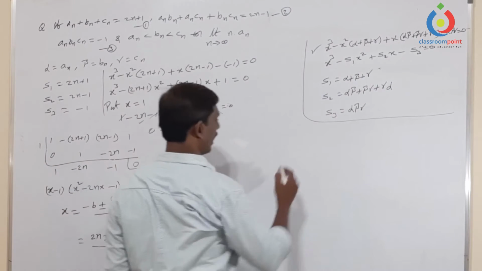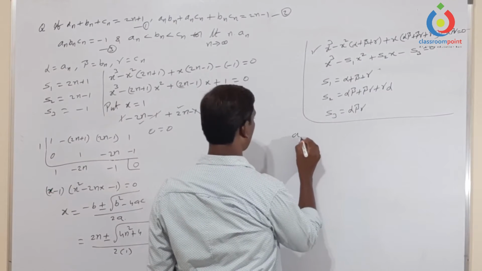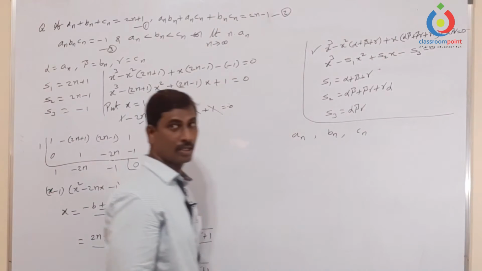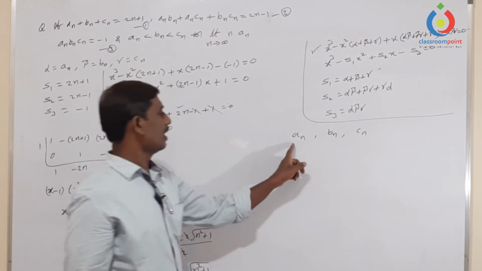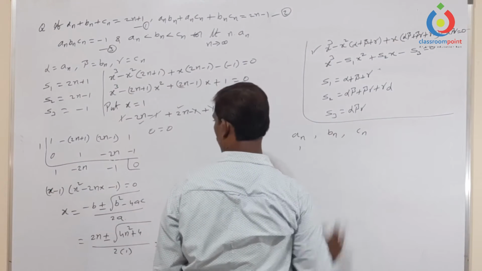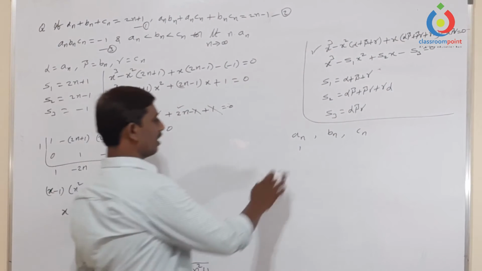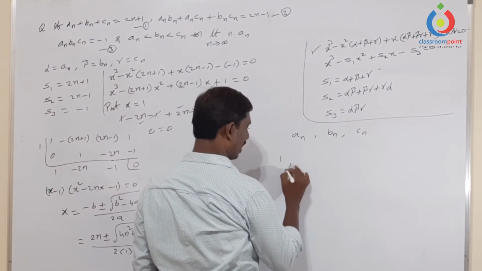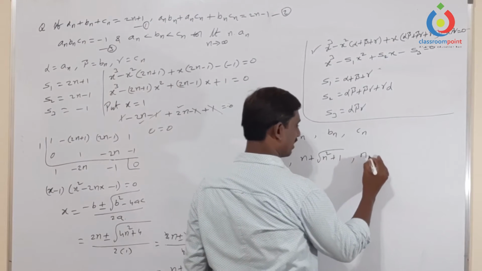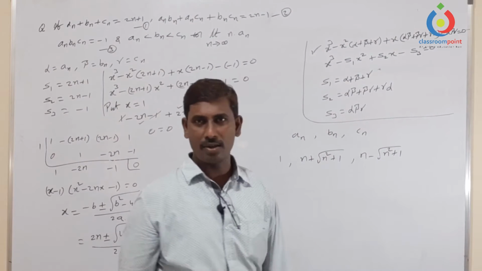See, in total we have 3 roots. One is a n, another one is b n, another one is c n. Now, how much is the a n value? We don't know exactly. B n value we don't know. C n value we don't know. But the 3 roots we have are 1 n plus square root of n square plus 1, so we take n plus square root n square plus 1. Another one is n minus square root n square plus 1. These are the 3 roots we have.